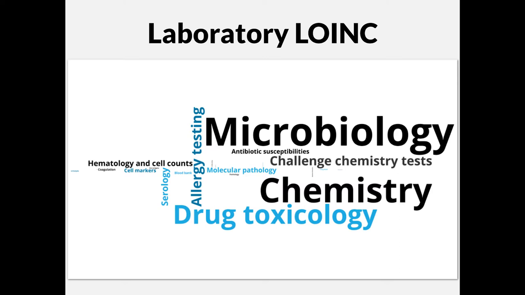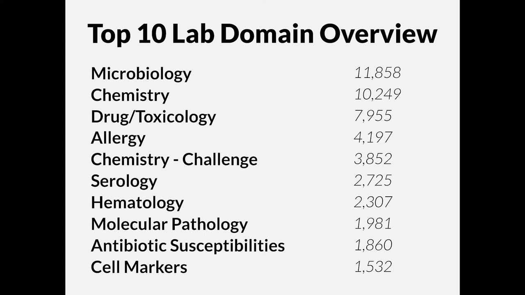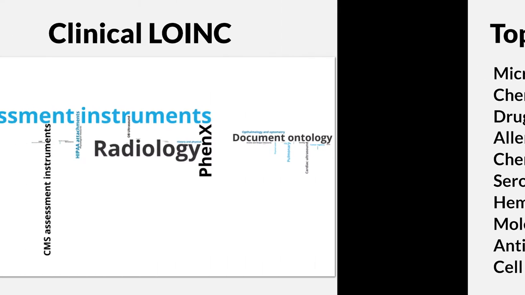And in that context, you'll see codes that exist in all of the usual clinical laboratory categories. This Wordle illustrates the relative proportion of the number of codes we have in each of these different classes. And you'll see things like microbiology, chemistry, drug tox, and so forth. This shows you briefly the top 10 domains currently in LOINC by number of active codes. And so you see micro and chem and drug tox up at the top and on down the list. So that's the laboratory side.